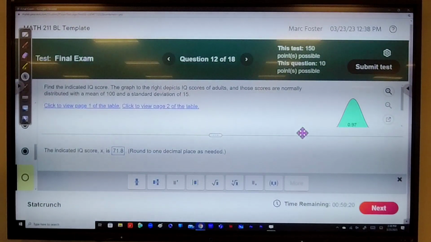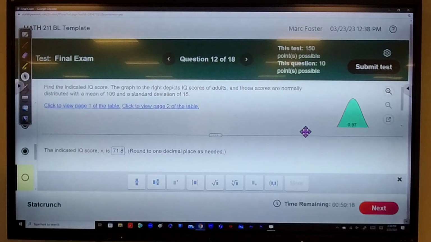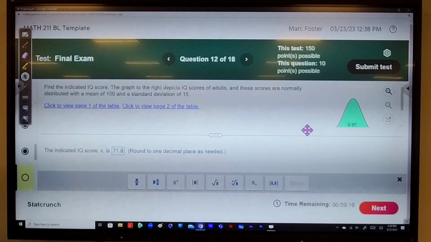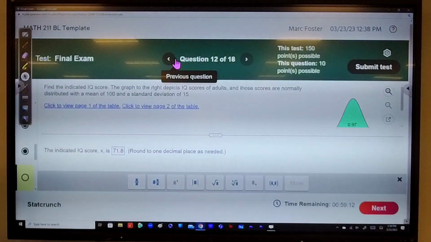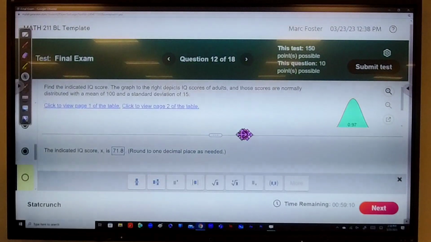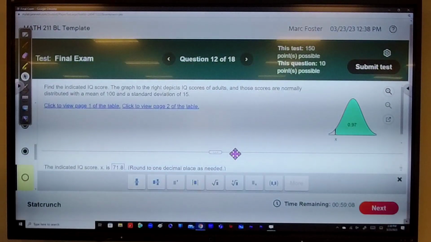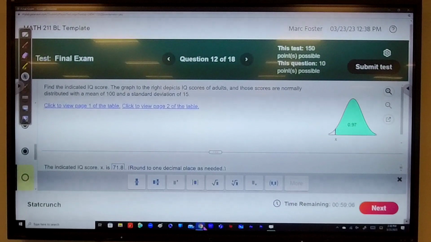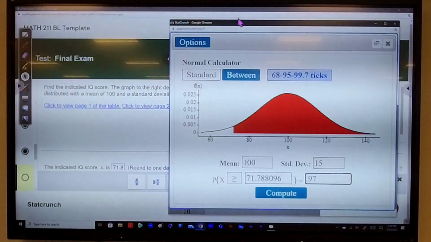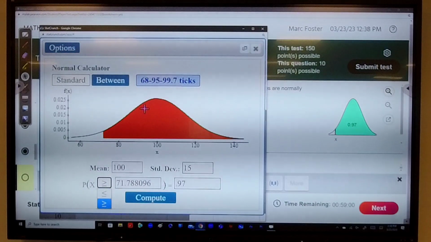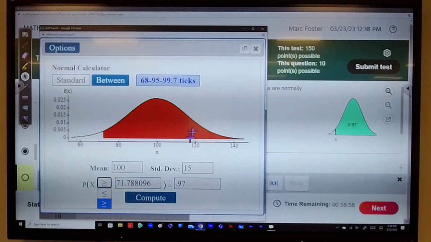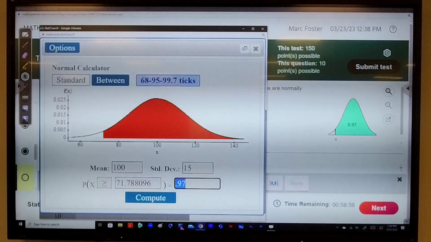All right, we all good? Yeah. I was stuck on the other one, but I got it. Can you go over that one right there, the one that you're on, one more time? How did you get to use the same normal calculator? Yeah, it's the normal calculator, but I have to set it to greater than so I get an area to the right of something, and then just tell it what that area should be.